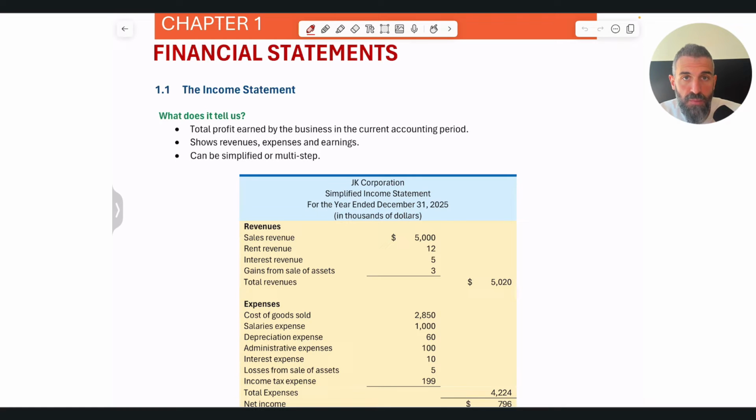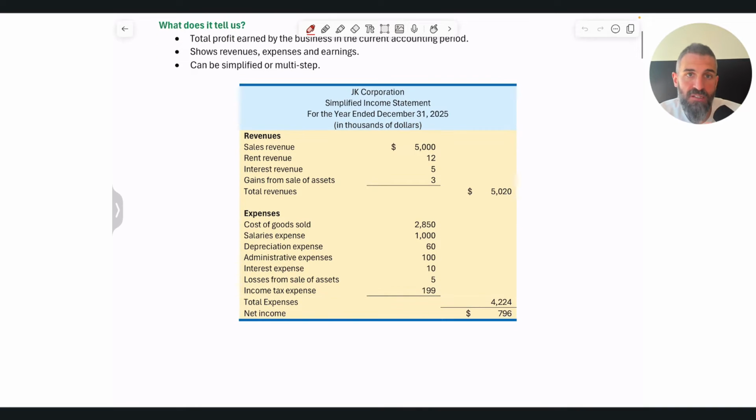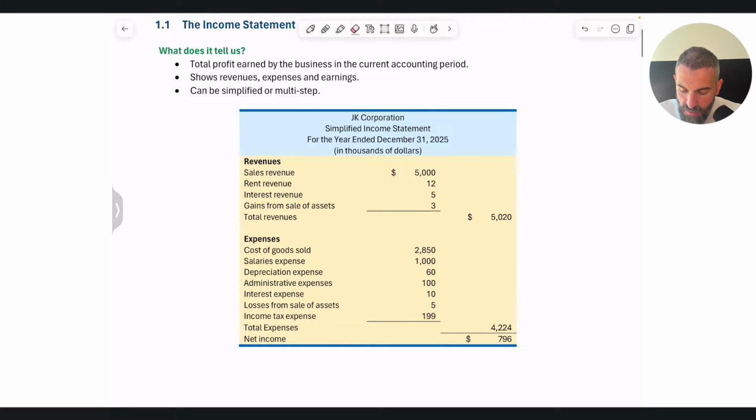It shows us all of the company's revenues, which is money that we've earned, all of the company's expenses, right, which is things that we've paid for, like salaries, like rent, like marketing. And ultimately, it shows us the amount of net income that we made. Net income is also called profit, is also called net earnings. So that is really the purpose of the income statement, right?